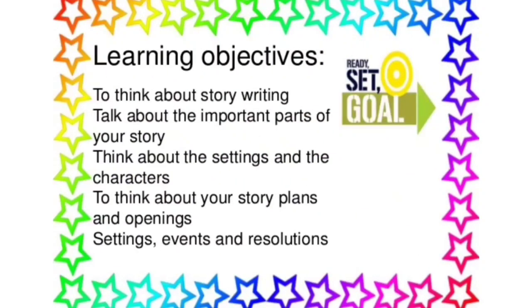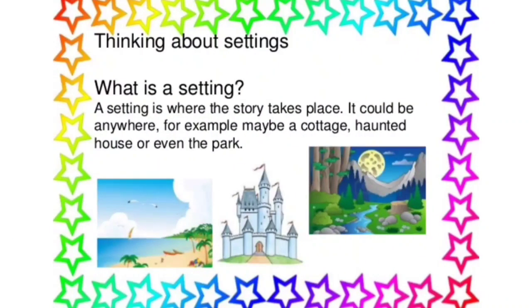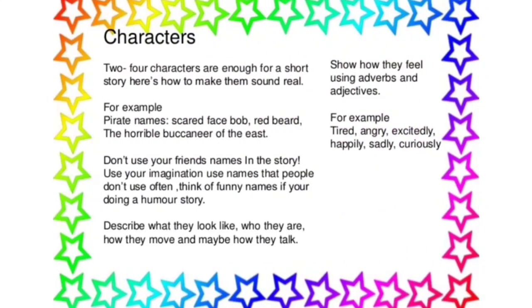Learning objective: to think about story writing, talk about the important parts of your story, think about the settings and the characters, and to think about your story plans and openings, settings, events, and resolutions. What is setting? A setting is where the story takes place. It could be anywhere, for example, maybe a cottage, a haunted house, or even the park.